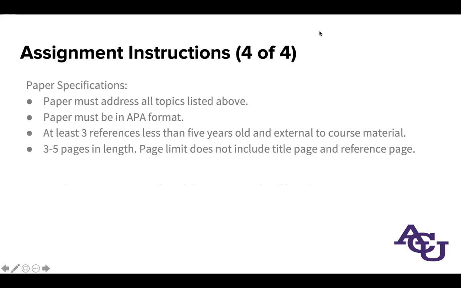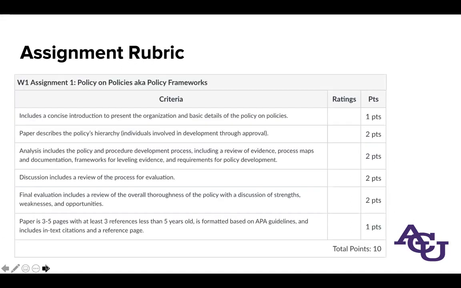All right, so let's look at some of the general specifications here that are required. Must address all topics listed above. Okay, so those are not suggestions, those are requirements. APA format, not a problem. At least 3 references less than 5 years old and external to course material. Oh, great. If you're doing the article discovery process as we modeled it earlier, you'll be looking at things that are 5 years old or less. And then 3 to 5 pages in length, not counting the title page or reference. And then there's a rubric.